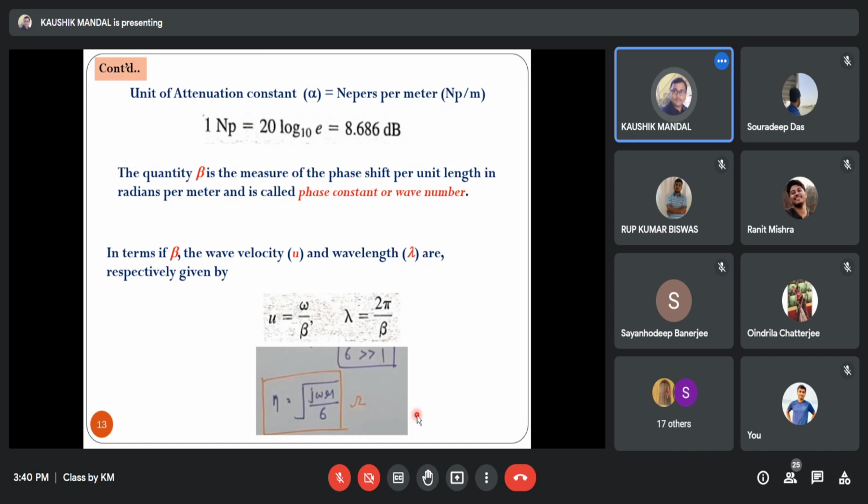Consider the value of α and β for a particular lossy dielectric, that is jωμ by σ. This is σ.